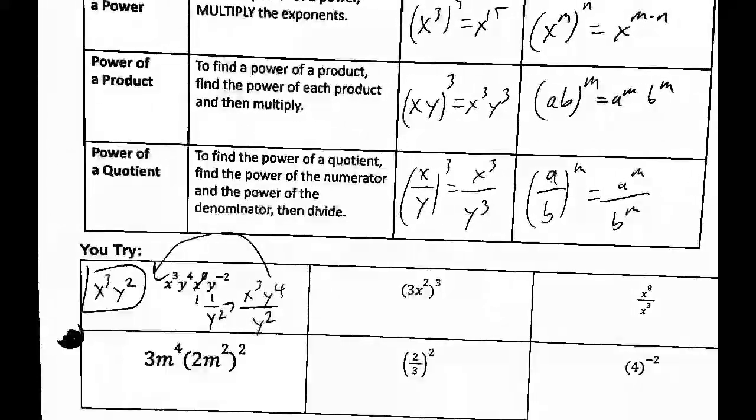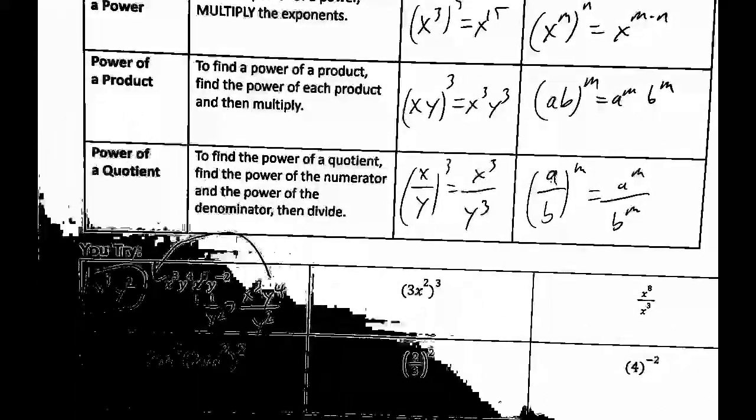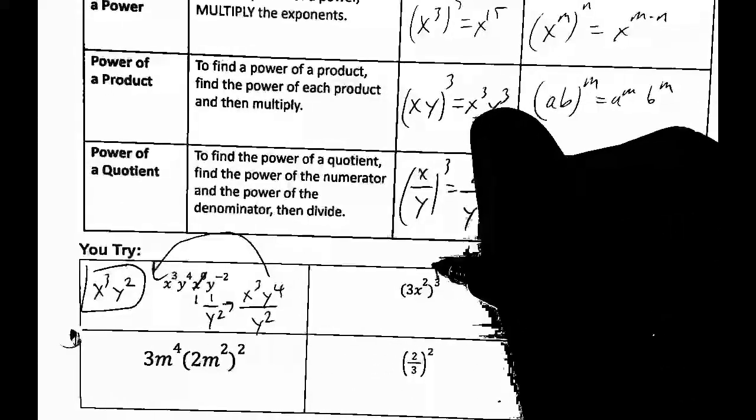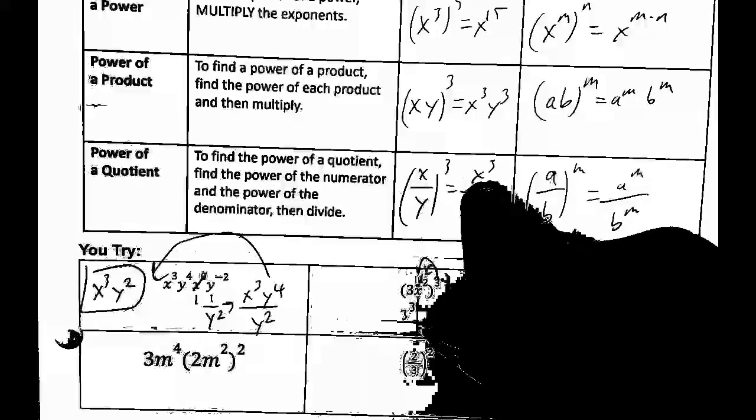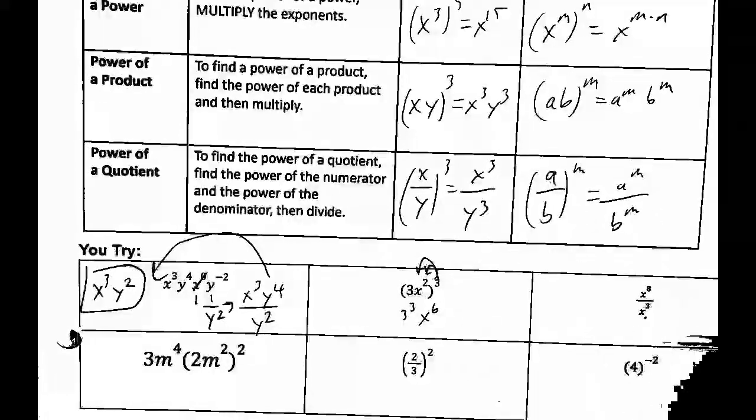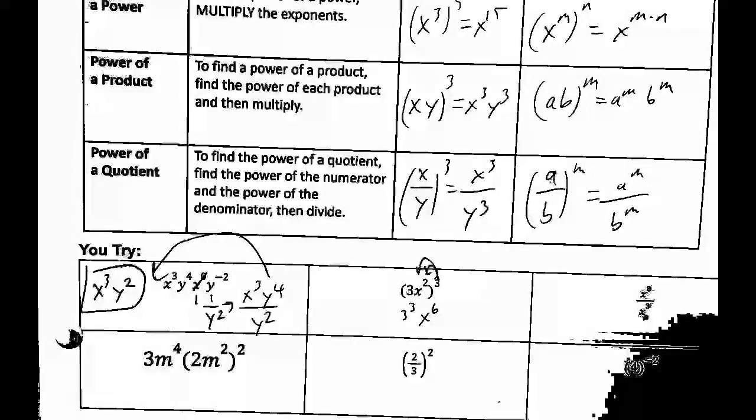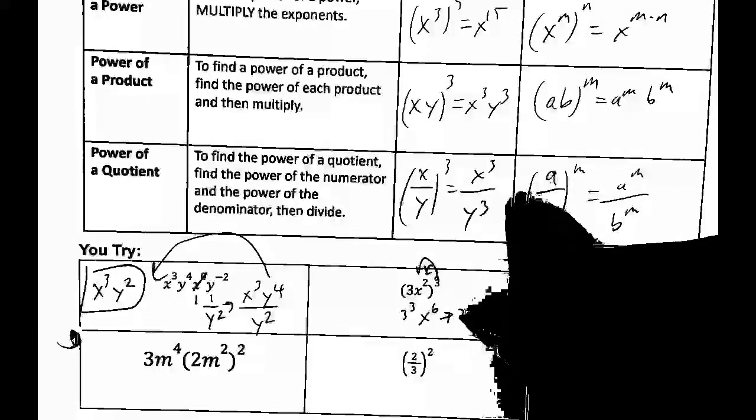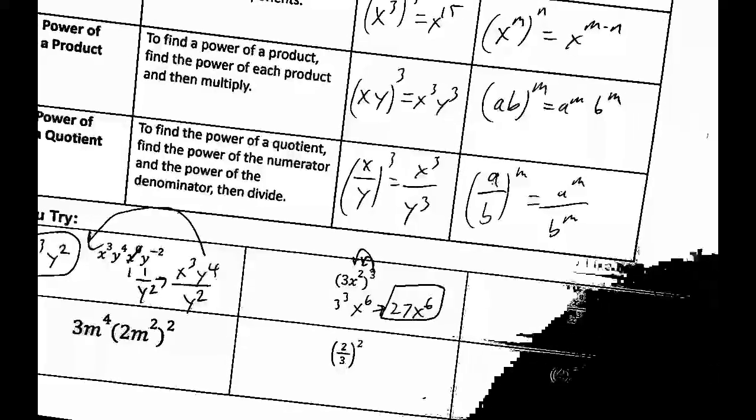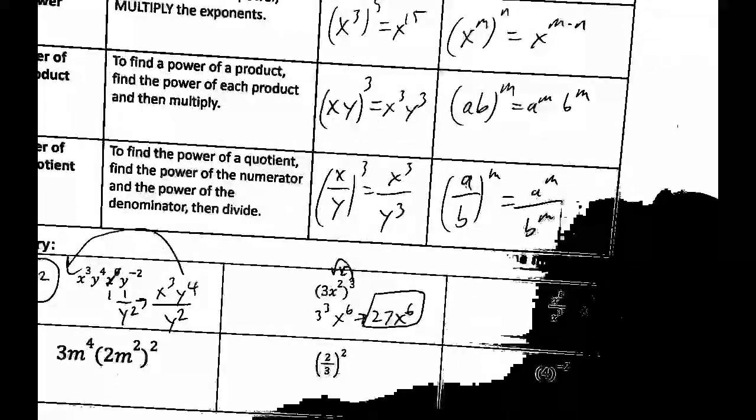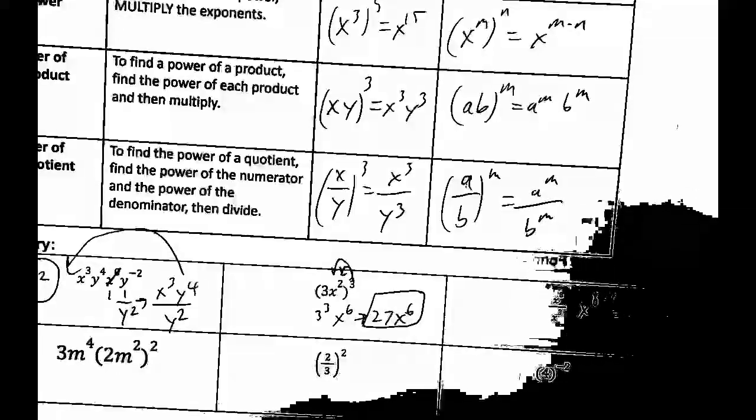Okay? 3x squared to the third. We are going to distribute this power to everything on the inside. So we're going to have 3 to the third, x to the sixth. 3 to the third, that's 3 times 3 is 9, times 3 again is 27, so that's just 27x to the sixth. Okay, x to the eighth over x to the third, we're going to subtract: x to the 8 minus 3, that's x to the fifth.